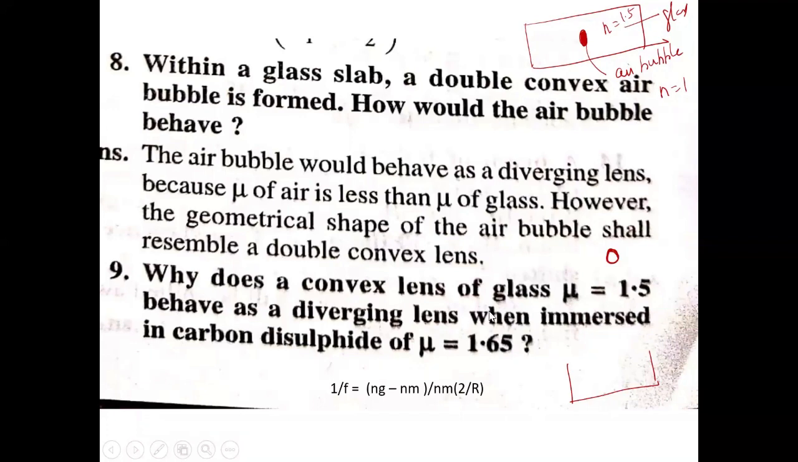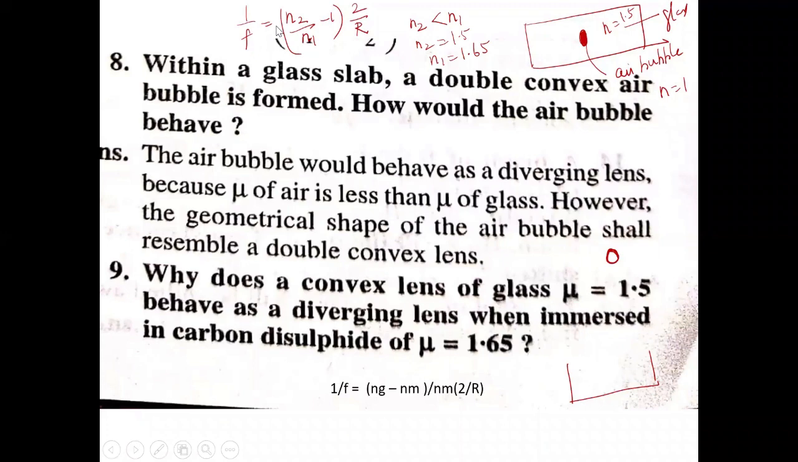Why does a convex lens of mu equal to 1.5 behave as a diverging lens when immersed in carbon disulfide? Why is it behaving so? You have to write the lens maker formula. So it is (n2 by n1 minus 1) into 2 by R, where n2 is the refractive index of the glass lens. Here n2 is less than n1. N2 is 1.5 and n1 is 1.65. So n2 minus n1 will become negative. That is the reason the focal length becomes negative.